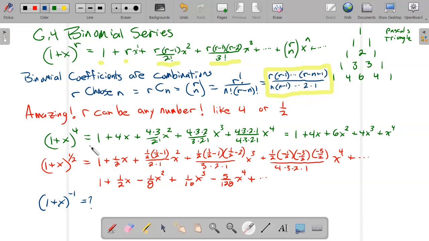So what I'd like you to do here is just try on paper writing out the coefficients for 1 plus x to the 1/2 power. See if it leads to the coefficients I have here. Try it for 1 plus x to the negative 1, and then jump into the homework. The first 5 problems in the homework are just like this. Okay, so give that a shot.